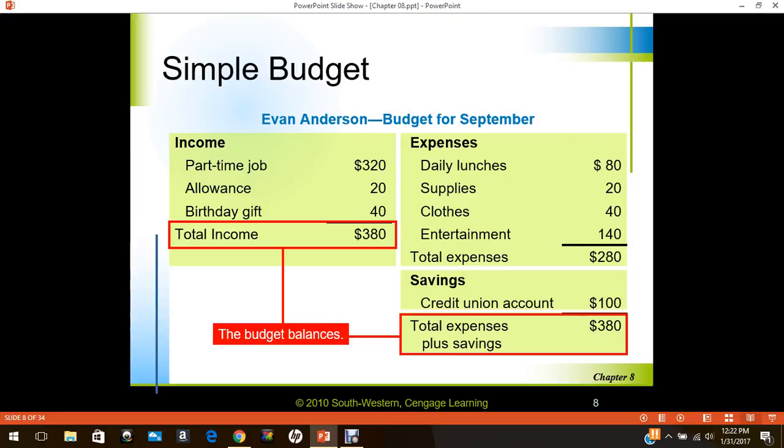Now, notice that now we have to balance the budget, so we want to make sure our total income is equal to total expenses plus savings. So notice that these two numbers match. Now, what I want you to do is I want you to think about your income, and I want you to develop either a weekly budget, a bi-weekly budget, or a monthly budget. You can also pause the video.